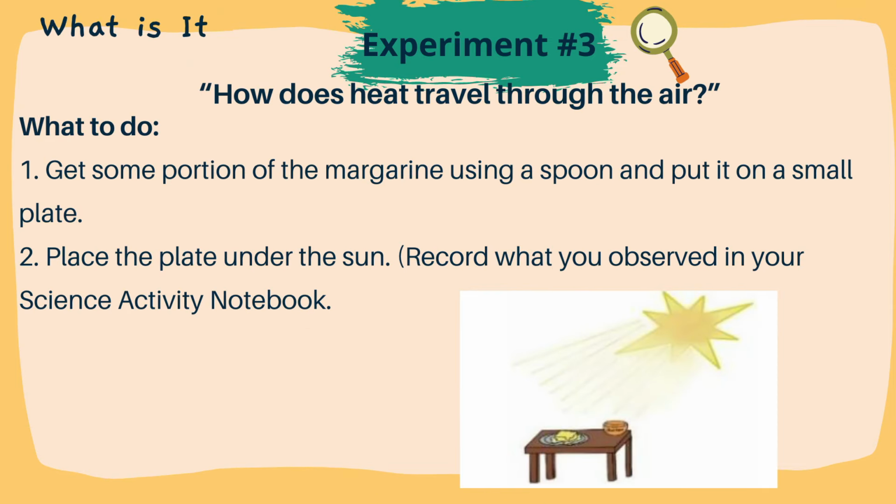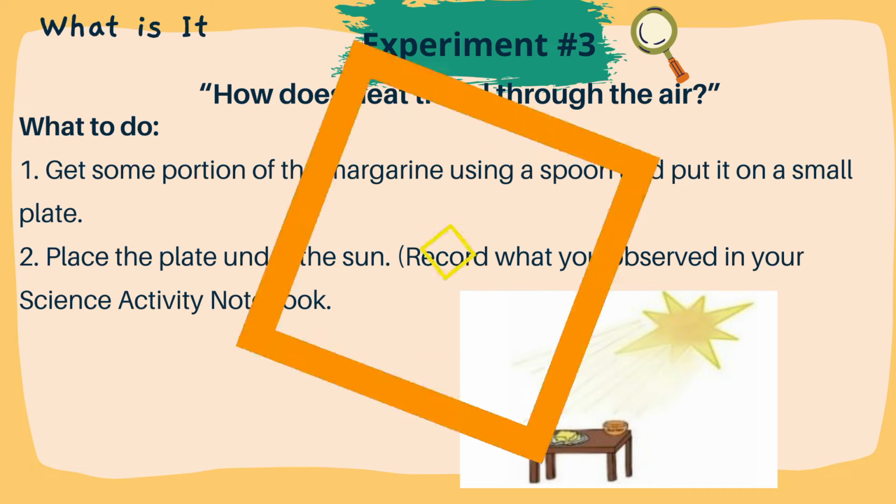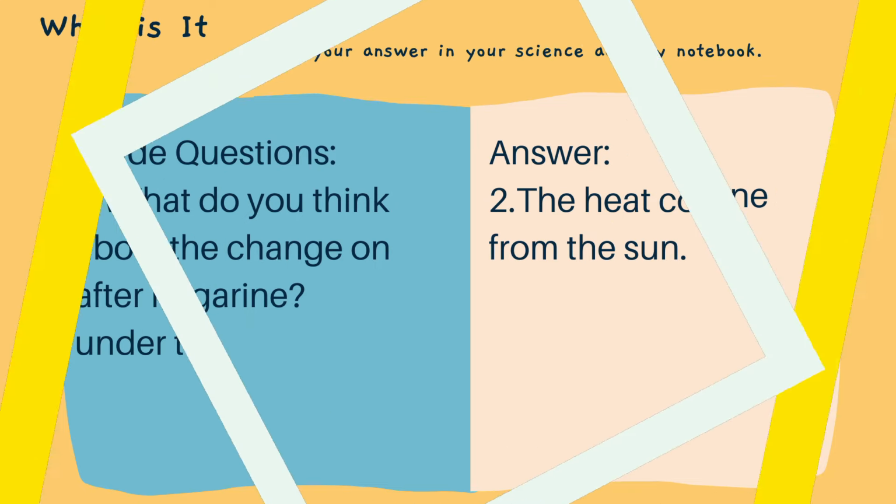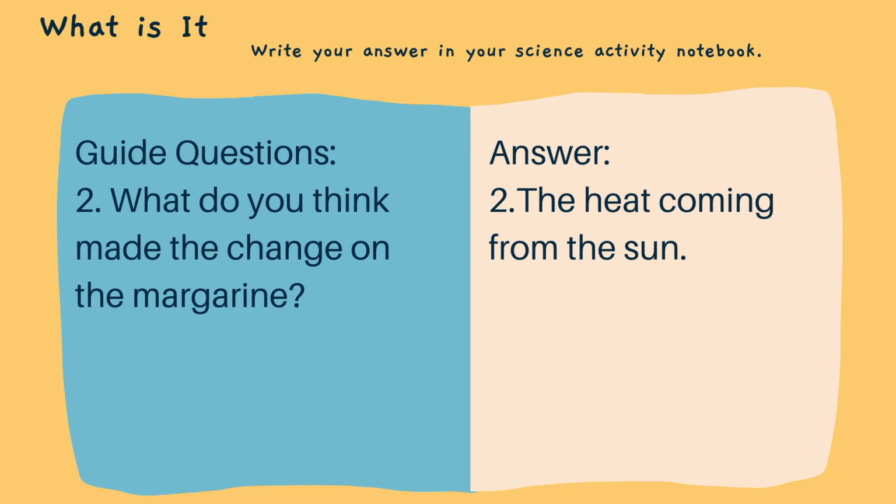Here are the steps. Get some portion of the margarine using a spoon and put it on a small plate. Place the plate under the sun. Record what you observed in your science activity notebook. Let's answer the guide questions. What did you observe about the margarine after it was placed under the sun? The answer is, the margarine melted. What do you think made the change on the margarine? The answer is, the heat coming from the sun.